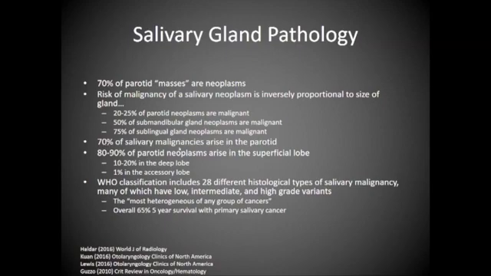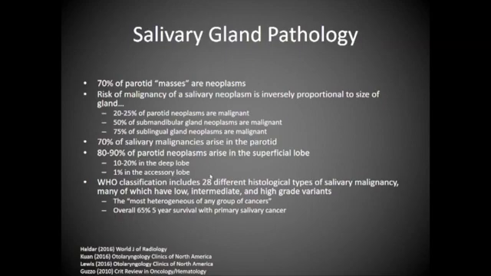70% of salivary malignancies, however, occur in the parotid, and that is because parotid tumors are way more common than tumors in the smaller salivary glands. 80-90% of parotid tumors arise in the superficial lobe. The WHO classification includes, and I'm not kidding here, 28 different histologic types of primary salivary malignancy. In the thyroid, it's basically 4, maybe 5.